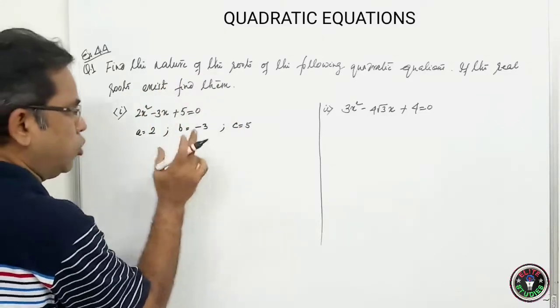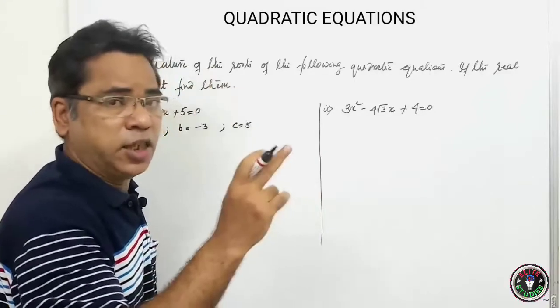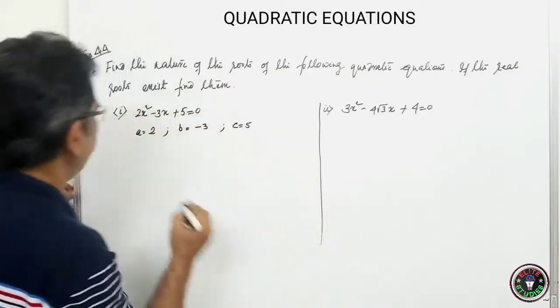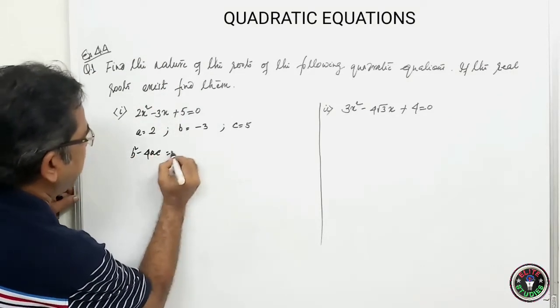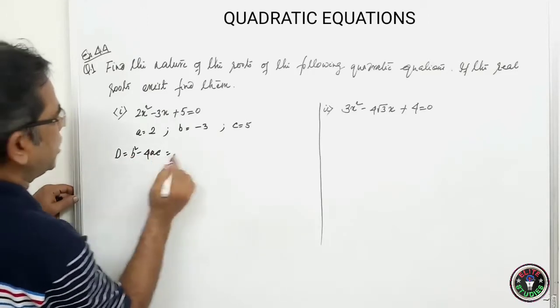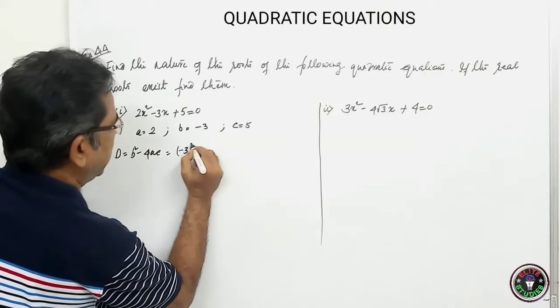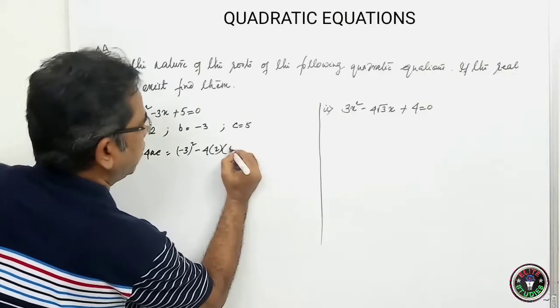not. For the real roots to exist, the requirement is b square minus 4ac must be greater than or equal to 0. So let us check what is b square minus 4ac. You can write D is equal to discriminant is equal to b square minus 4ac, and what is b square? It is minus 3 square minus 4, a is 2 and c is 5.